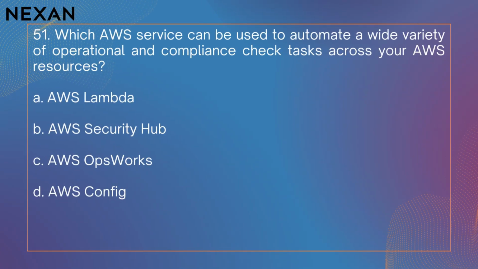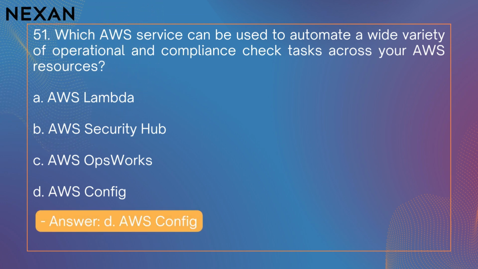51. Which AWS service can be used to automate a wide variety of operational and compliance check tasks across your AWS resources? A. AWS Lambda. B. AWS Security Hub. C. AWS OpsWorks. D. AWS Config. Answer: D. AWS Config.